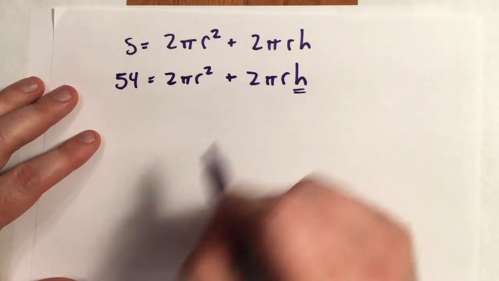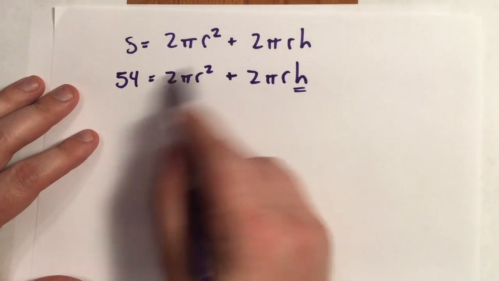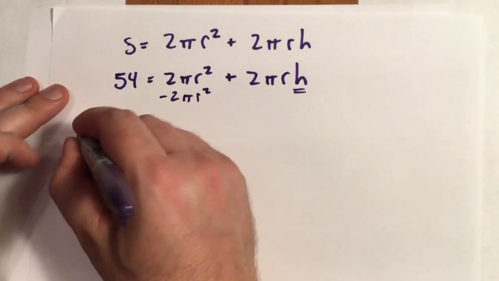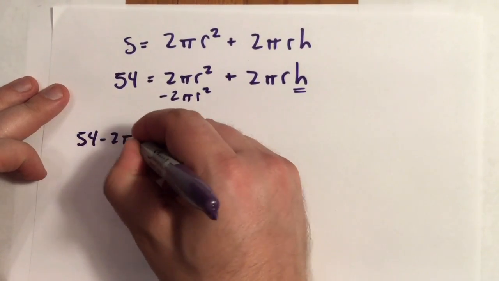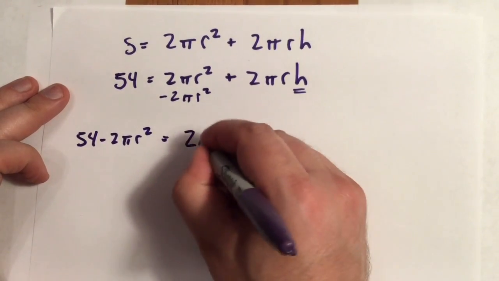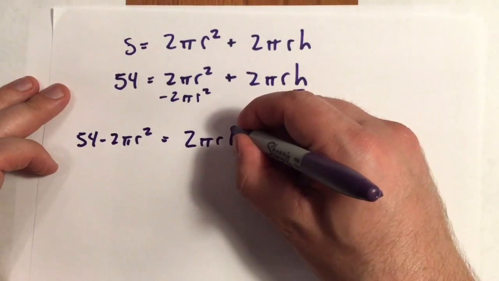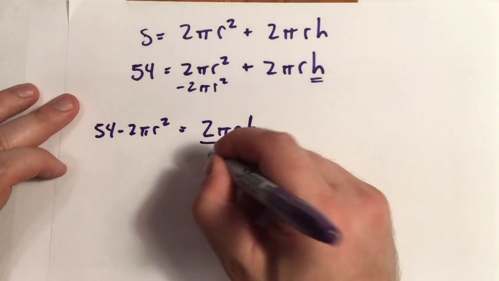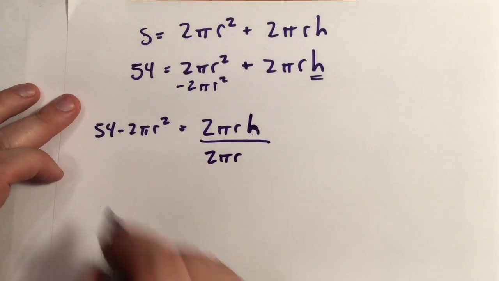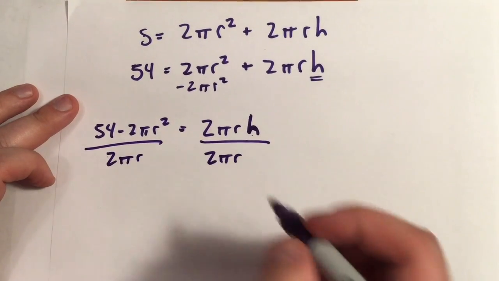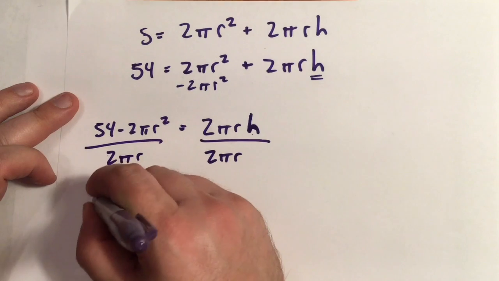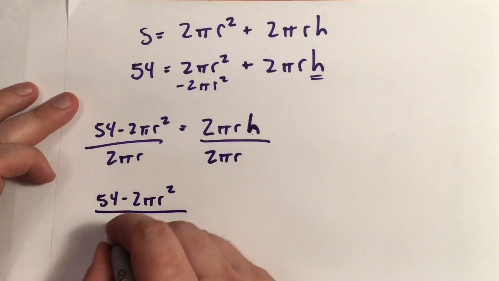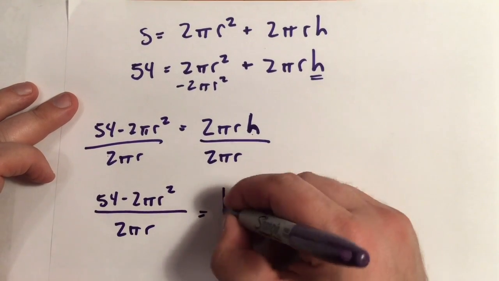So at the end, I'm going to get that h all by itself. So I'm going to start by subtracting all of this from both sides. All right, so I'm going to subtract this. I'm going to do the same thing here. So now I have 54 minus 2 pi r squared equals 2 pi r h. Sorry, that's an h. Hang on. And then my final step is just going to be divide by 2 pi r. I'm going to do the same thing here. Okay, so then I have 54 minus 2 pi r squared divided by 2 pi r equals h.